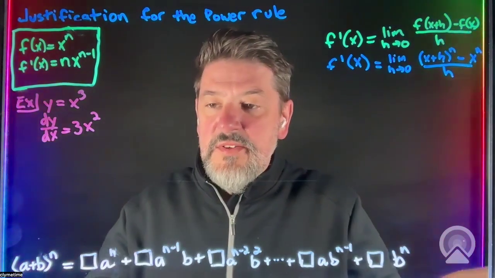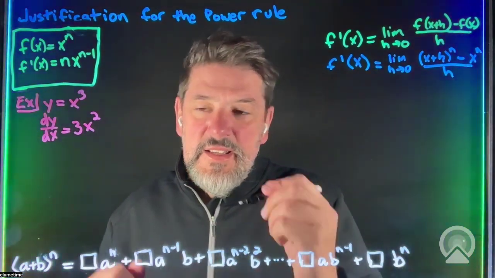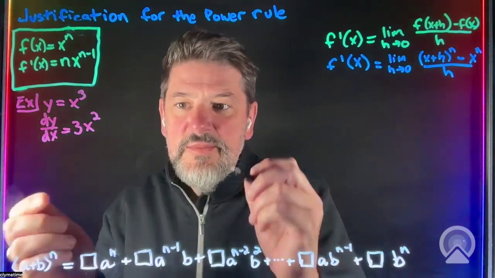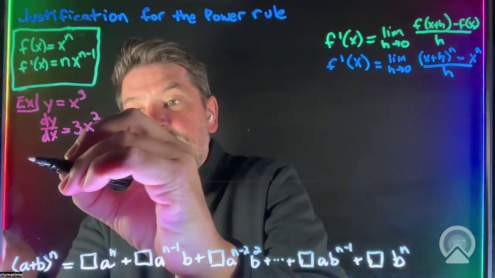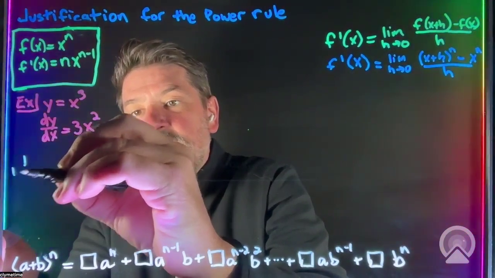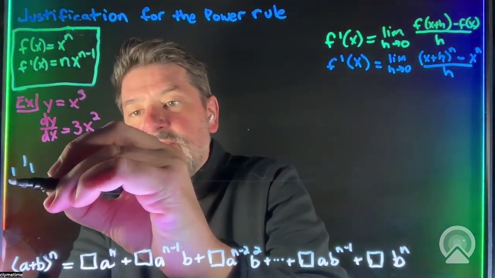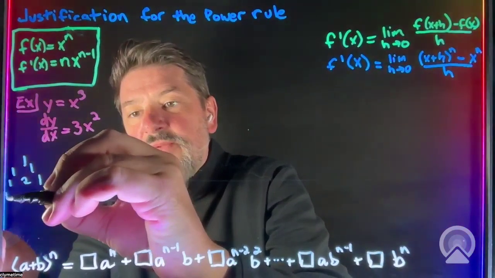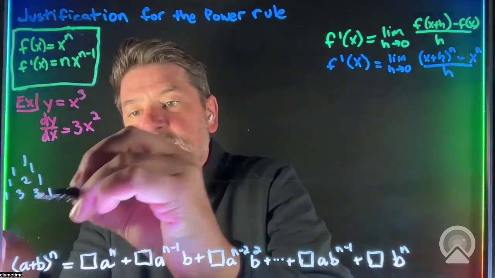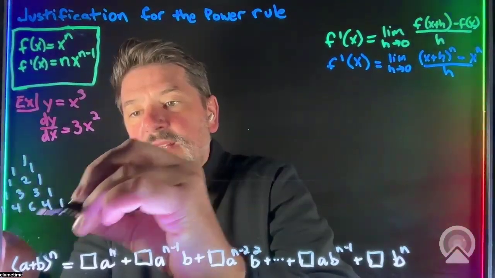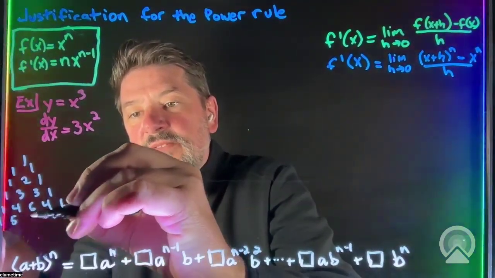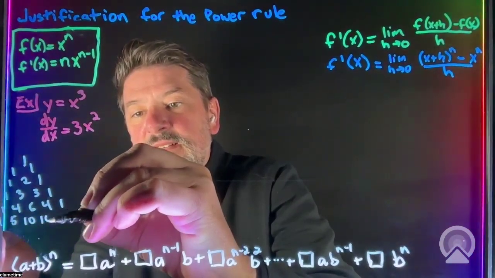So what goes in those boxes? There are different ways to answer that question, but the way I'm going to answer it is to say it's from Pascal's triangle. So Pascal's triangle looks like this. We have a 1, and then we have 1, 1, and then we have 1, 2, 1, and then we have 1, 3, 3, 1. We have 1, 4, 6, 4, 1, and we have 1, 5, 10, 10, 5, 1.